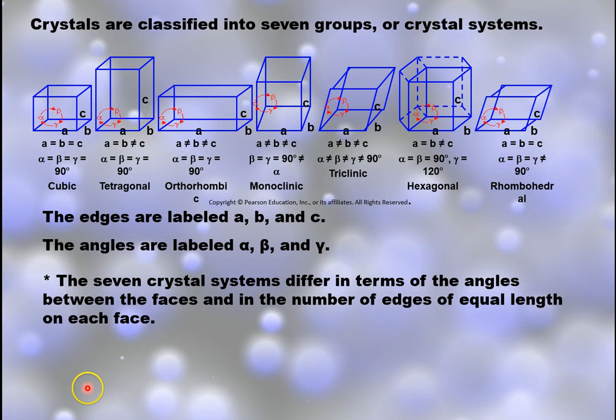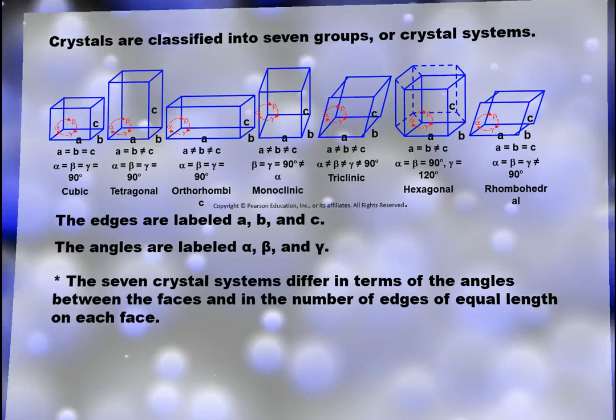Crystals are classified into 7 groups, which we call crystal systems. And if we take a look, now you don't have to know all 7 of these, but given a structure, just know that the edges are labeled A, B, and C, and the angles are labeled alpha, beta, and gamma. The 7 crystal systems differ in terms of their angles between the faces and in the number of edges of equal length. And again, like I said, these are the 7 different crystal systems, but you don't have to know exactly what they are, just know that they exist.